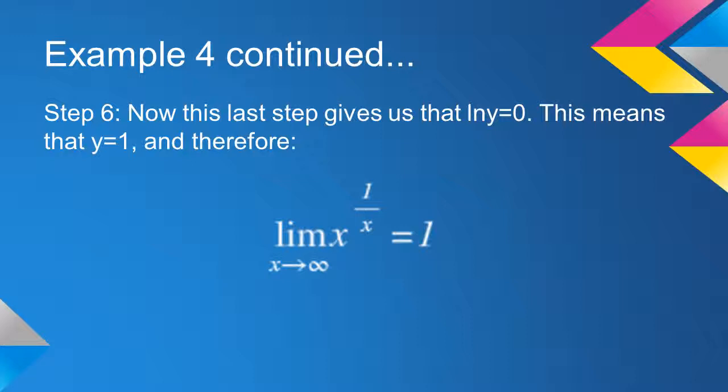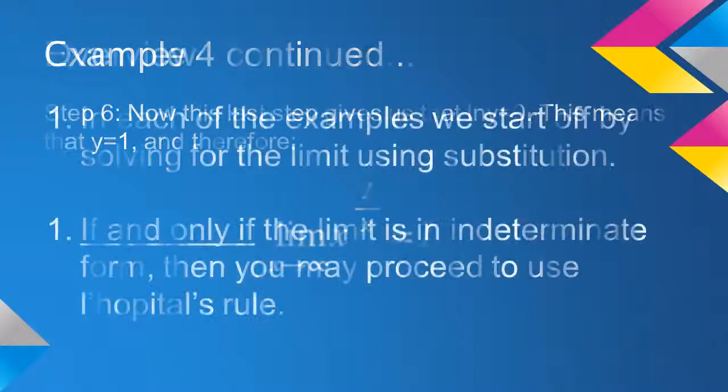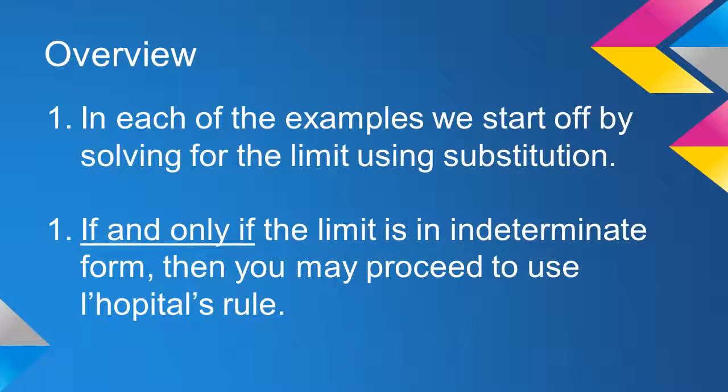So this last step gives us that ln y is equal to 0. Ln of x to the power of 1 over x is equal to 0, and that means that y is equal to 1. So we just solve the equation for y. And since we let y equal x to the power of 1 over x in the beginning, the limit as x approaches infinity of x to the power of 1 over x is in fact 1. And that's our answer. So that's it for the examples.